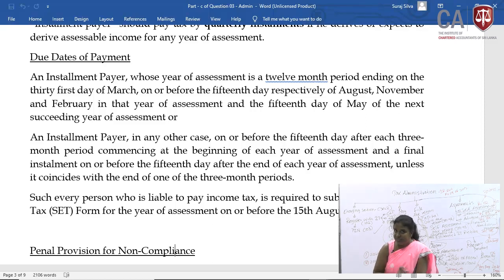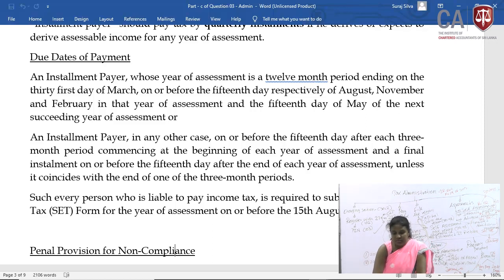Now it is a general provision. Now go for the next specific one. Or an installment payer in any other case, on or before the 15th day after each 3 months period. That means if the year of assessment did not end on 31st March but ended in another period, say 31st December, then there the 3 months counting is January, February, March. Then for that first payment is due on the 15th April. Then April, May, June, it's due on the 15th July.